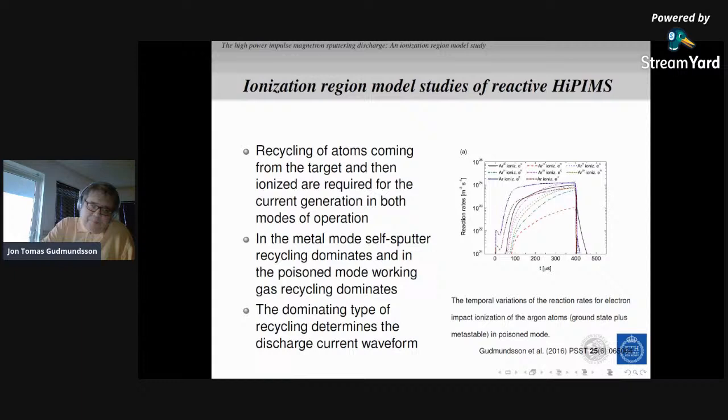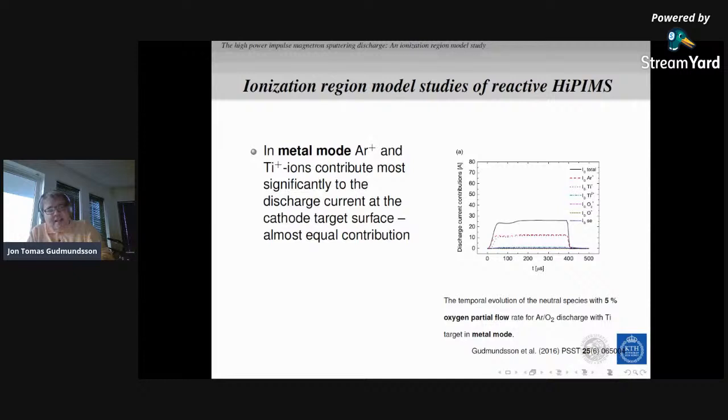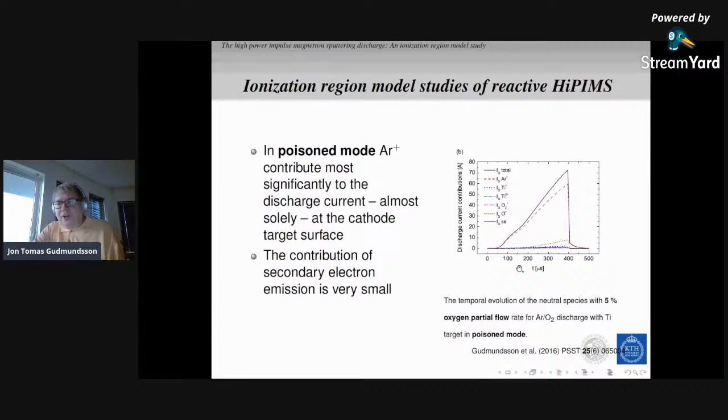What we claim is that the dominating type of recycling determines how the current waveform looks. If the waveform looks like we see here in this figure, with an initial peak, a drop due to rarefaction, and then a plateau, this means that we are in some kind of self-sputter recycling. If, on the other hand, we see the triangular shape, that means that the discharge is operating in working gas recycling. We have not completely proven this, but we believe this is the case.